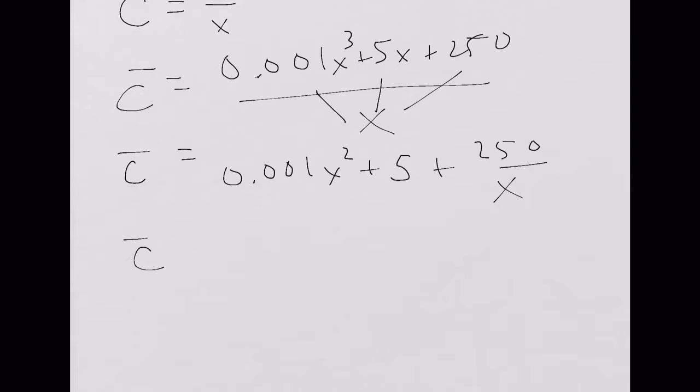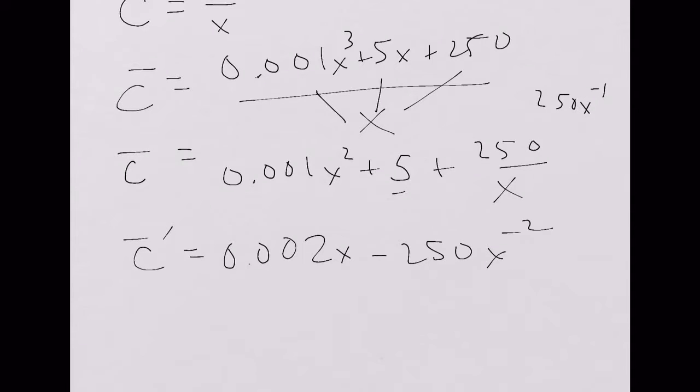But if I take the derivative of this, I would get 0.002x. Derivative of 5 is 0, and let's remind ourselves that 250 over x is the same thing as 250 times x to the negative 1. So I would get minus 250x to the negative 2 as my derivative. So now if I set this equal to 0, I should be able to solve for x. And hopefully it'll get me somewhere around that 50 mark that I had earlier.